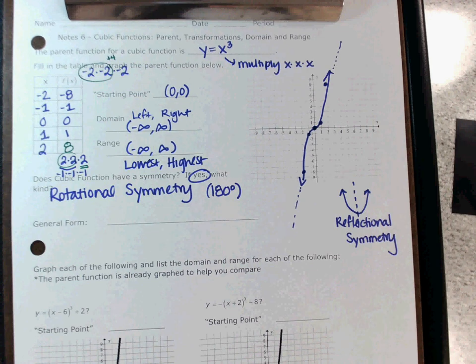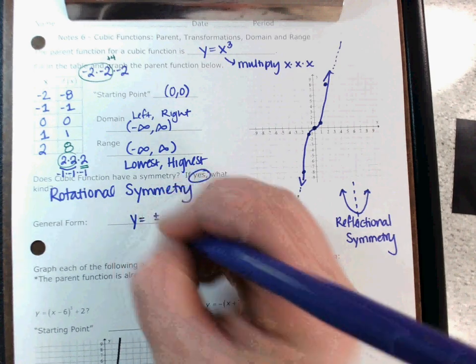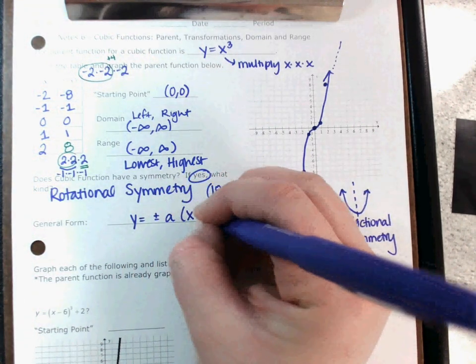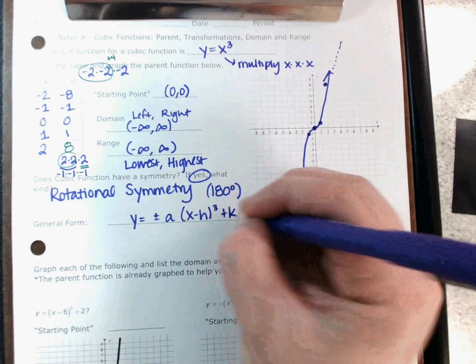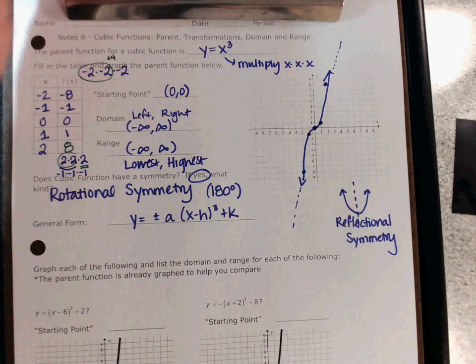Alright, now we're going to take all the properties that we used on square roots and on quadratics. We're going to now apply them to the cubic function. So your general form is going to be this: y equals plus or minus a times (x minus h) cubed plus k. All of the numbers do the exact same things that they did on the other ones. That's why today should be a little bit easier.